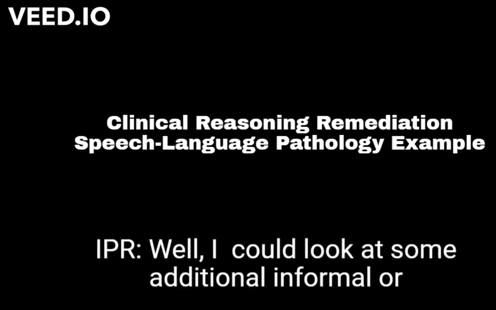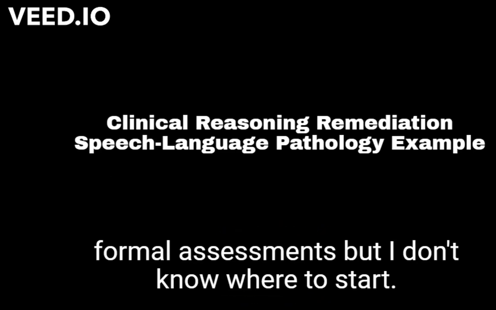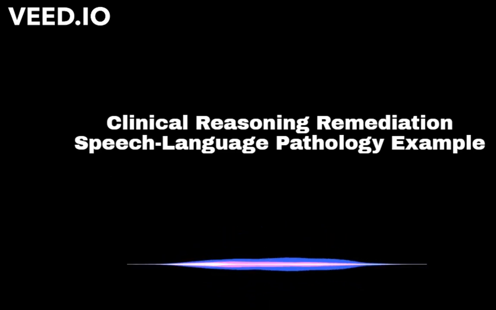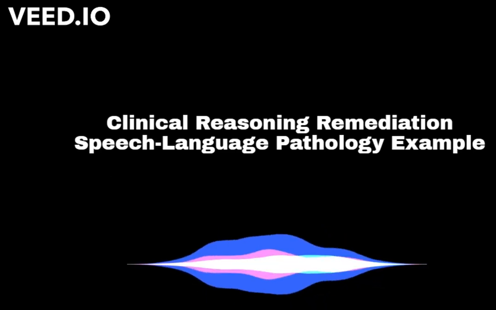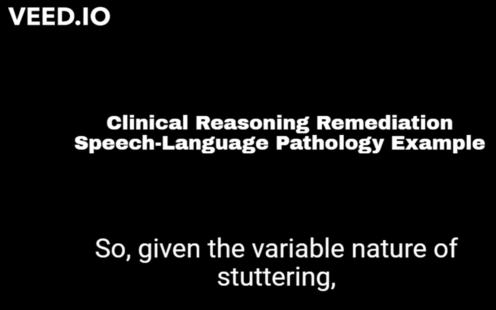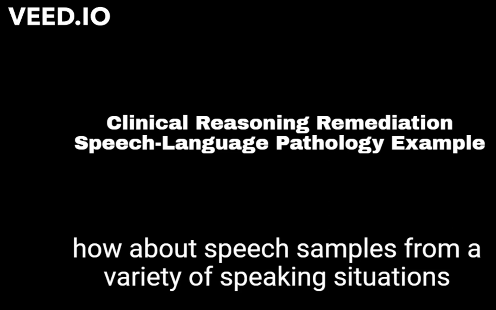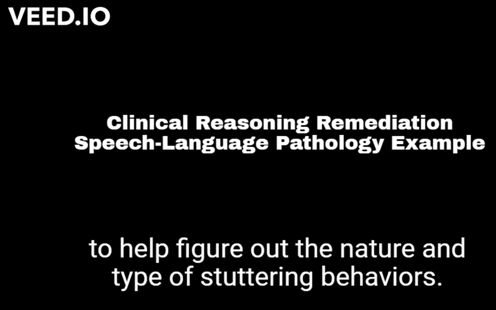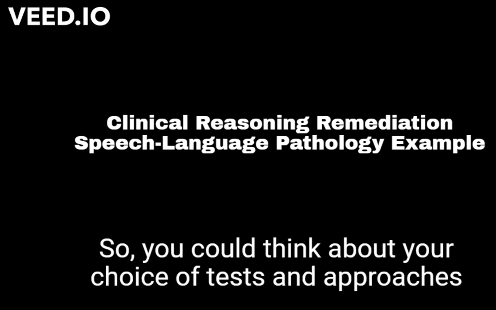Well, I could look at some additional informal or formal assessments, but I don't know where to start. Okay, so let's talk a little bit more about that. Given the variable nature of stuttering, how about speech samples from a variety of speaking situations to help figure out the nature and type of stuttering behaviors? So you could think about your choice of tests and approaches that you would use.